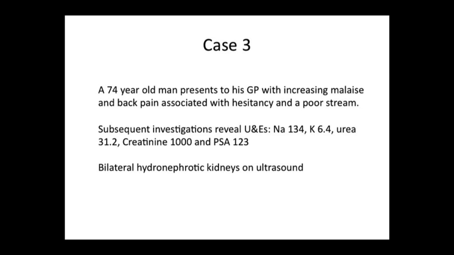And then the third and final case is a 74-year-old man who presents to his GP with increasing malaise and back pain associated with hesitancy and a poor stream of urine. Investigations show urea and electrolytes with a sodium of 134. Remember I said 135 to 145 normal. Potassium 6.4, so that's grossly elevated if our normal is 3.5 to 5. Urea 31.2, so once again grossly elevated. Creatinine sky high at 1,000, and a PSA that's also very, very high, if we would say less than 4 is normal. An ultrasound of the abdomen shows bilateral hydronephrotic kidneys.